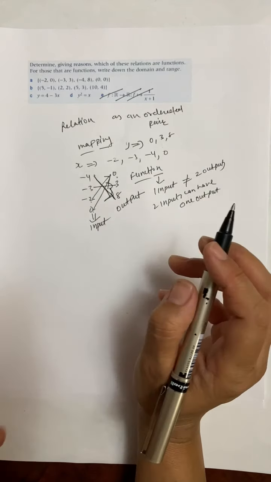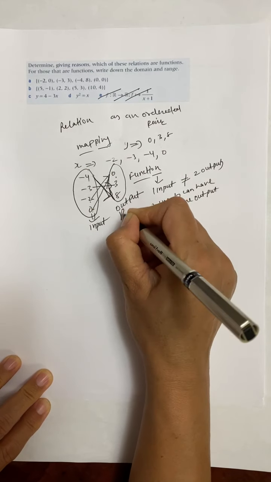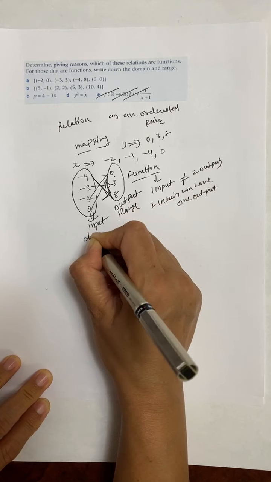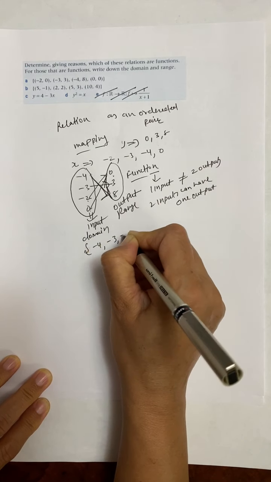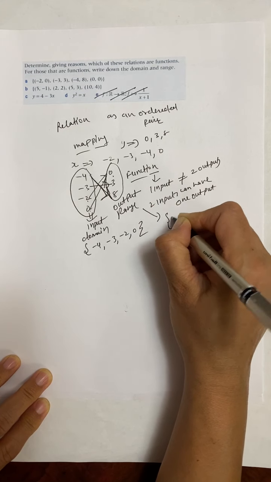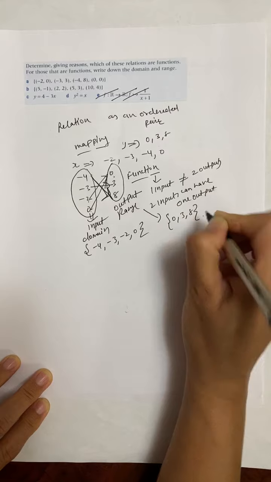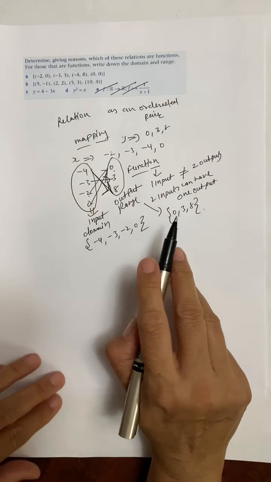So two inputs can share the same output, but one input cannot have two outputs. So this is a relation. Now to find the domain and the range: the domain, writing it in ascending order, is -4, -3, -2, 0. And then the range is 0, 3, 8. Again, repetition, we do not repeat any number here.